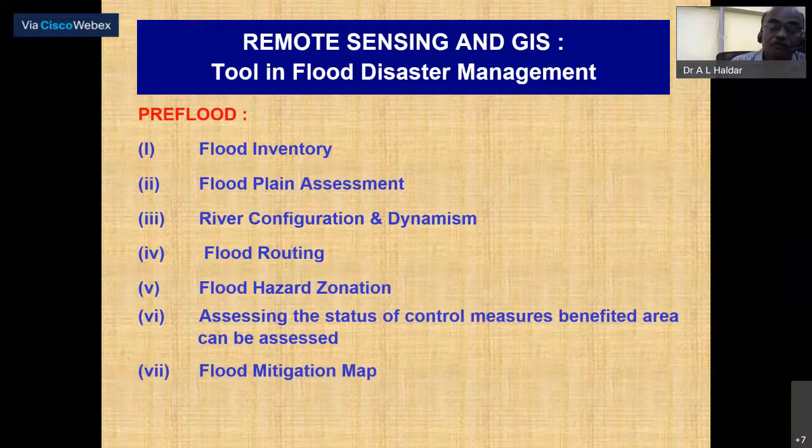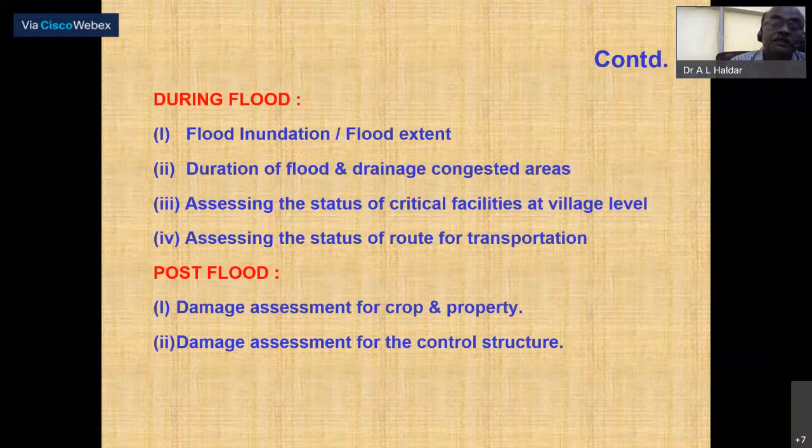And also, you should think of flood routing. If flood routing is not there, then it will happen that for days together, even months together, floods are going to be stuck up. So in the pre-flood region, you should think of flood routing. You should prepare a flood hazard map, and also a flood mitigation map.